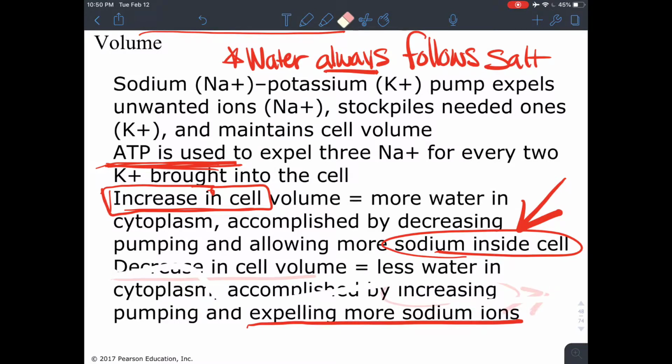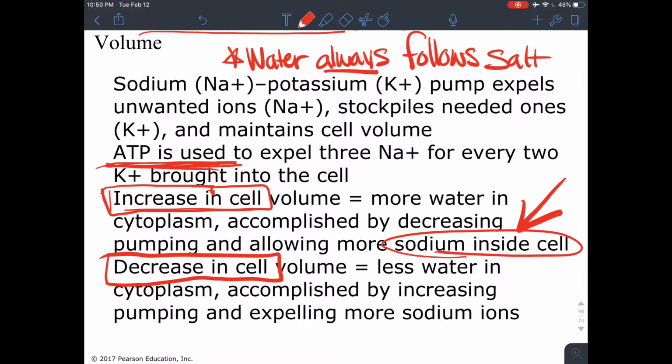And if we want to decrease cell volume, we want to move water out of the cell, so we're going to push sodium out of the cell, and water will follow and the cell will shrink, okay? So that is the idea. Let's move forward and take a look at how we do that.